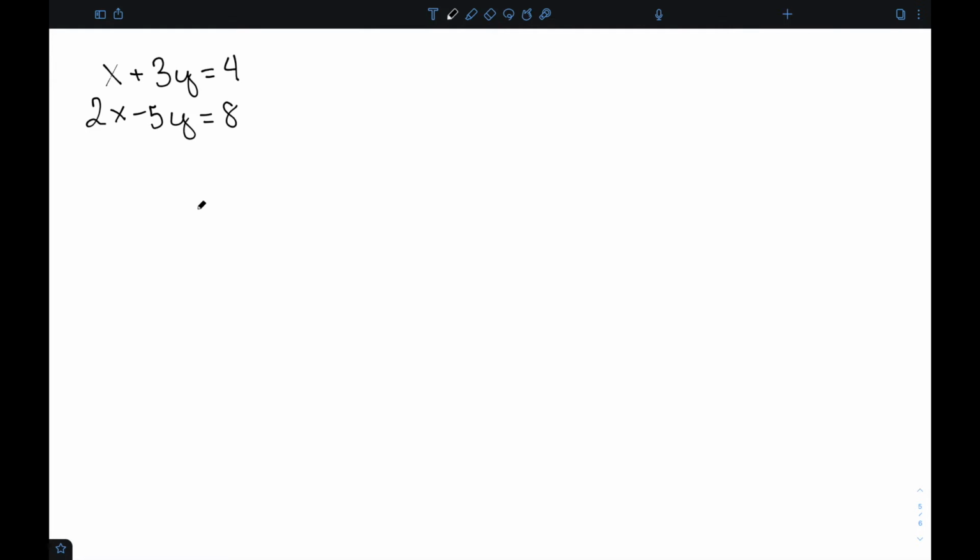Let's look at the equations x plus 3y equal to 4 and 2x minus 5y equal to 8. I actually want to solve the first equation for x. In general, I like to solve these equations for whichever variable has a coefficient of 1 or negative 1. So if I take this equation, I have x plus 3y equal to 4. I can subtract 3y from both sides, and that leaves me with x equal to 4 minus 3y. That was step 1.